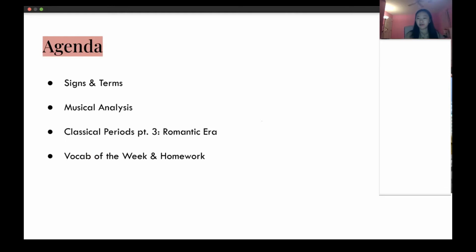So today, this class may be a bit easier or harder, depending on how many signs and terms you know. Those are all of the markings in your music, like dynamics and articulation. There's a big section on the music theory test that has you match the definition to the term, so if you're planning on taking any music theory test, you need to know signs and terms. And if you're taking a keyboard test, you need to know that as well. Then we're going to do a small musical analysis from that knowledge, and then go on to part 3 of the periods, which is the Romantic era.